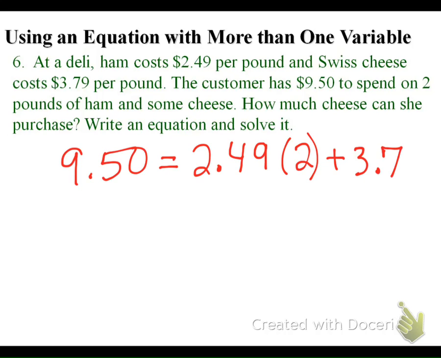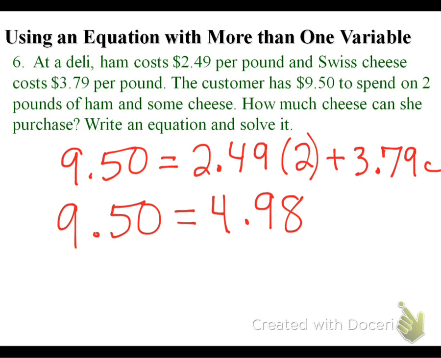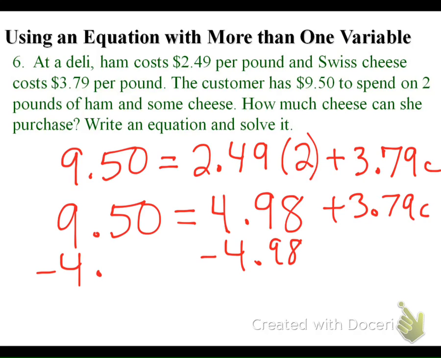I heard somebody mumble it. Very good. $3.79 times what you buy in cheese. I guess everyone's solving on their own. What do you guys get after the subtraction step? I'm going to help you. What is it?